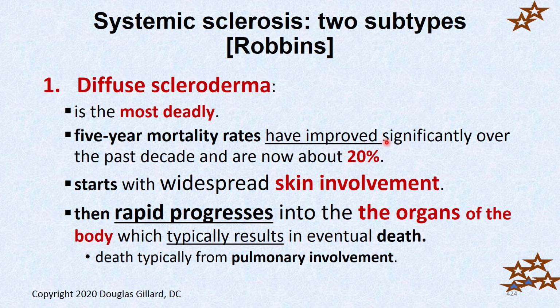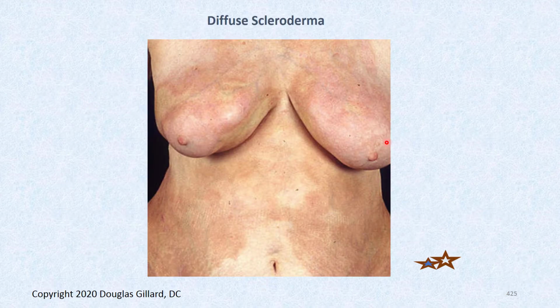And this one really hits the skin first, but then instead of hanging out on the skin like the other one does, it immediately dives in and starts getting the organs, especially the lungs. In fact, usually death is from when you get fibrosis in the lungs and you run out of oxygen, pulmonary arrest, and die from it.